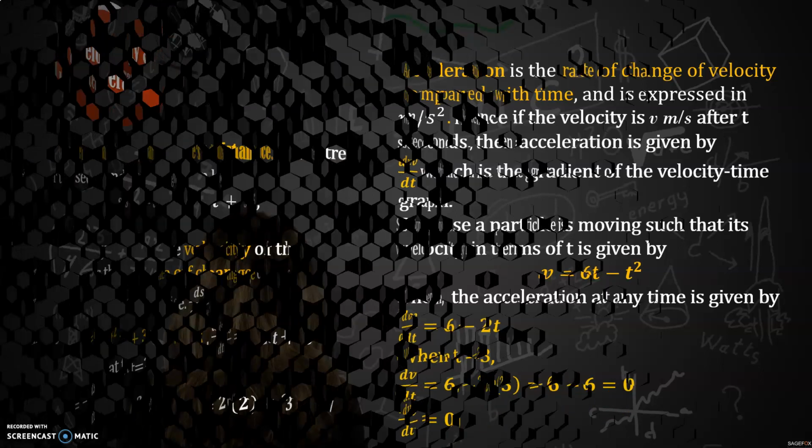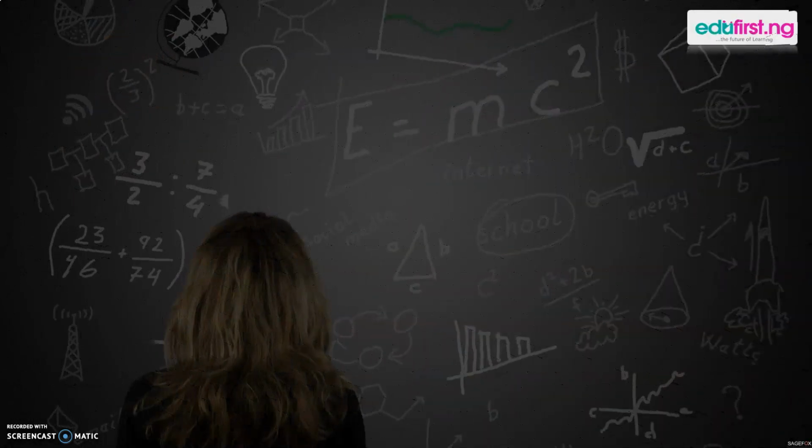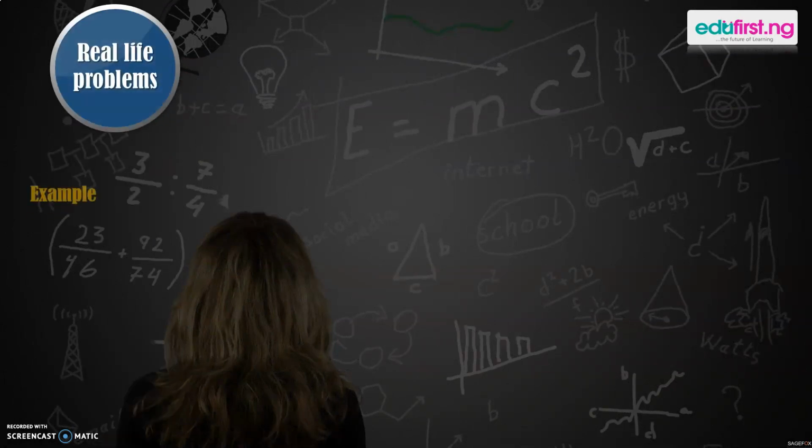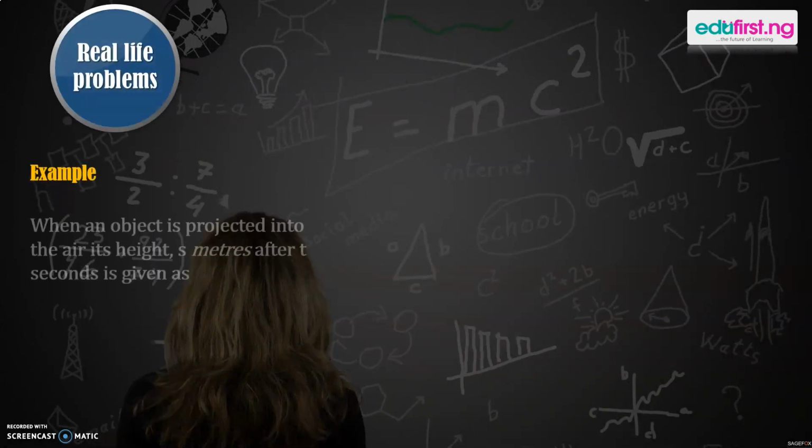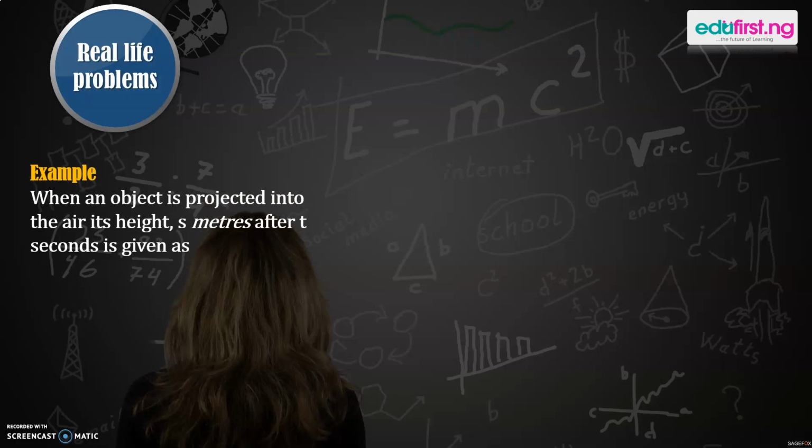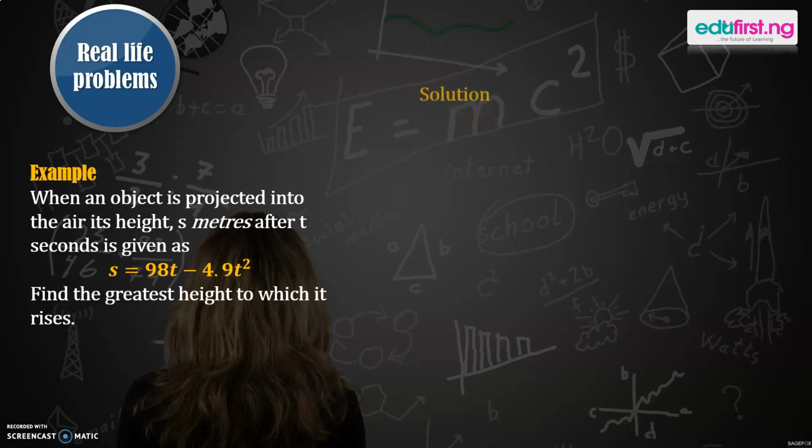And finally, on application of differential calculus, when an object is projected into the air, its height s meters after t seconds is given as s equals 98t minus 4.9t squared. Find the greatest height to which it rises. The hint for this question is, at the greatest height, velocity is 0.